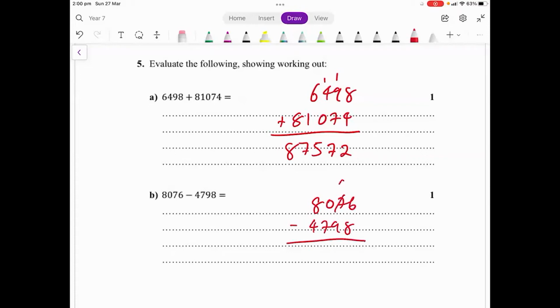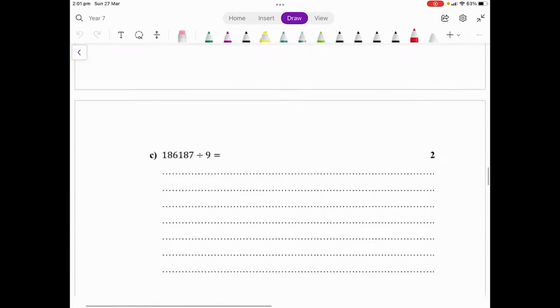Question B, we write the algorithm as well, and we work right to left once again. 6 take away 8 we cannot do, so we need to borrow from the 7. That gives us 16 take away 8, which is 8. And then we have 6 take away 9, which we cannot do, so we borrow from the 80. That becomes 79. 16 take away 9 is 7, 9 take away 7 is 2, and 7 take away 4 is 3.